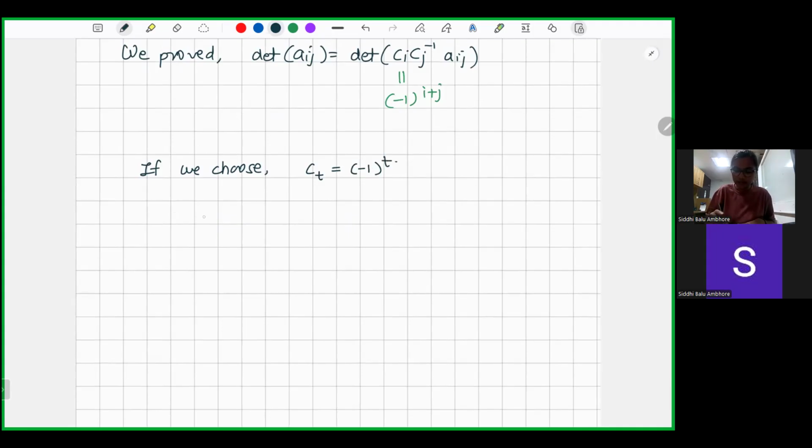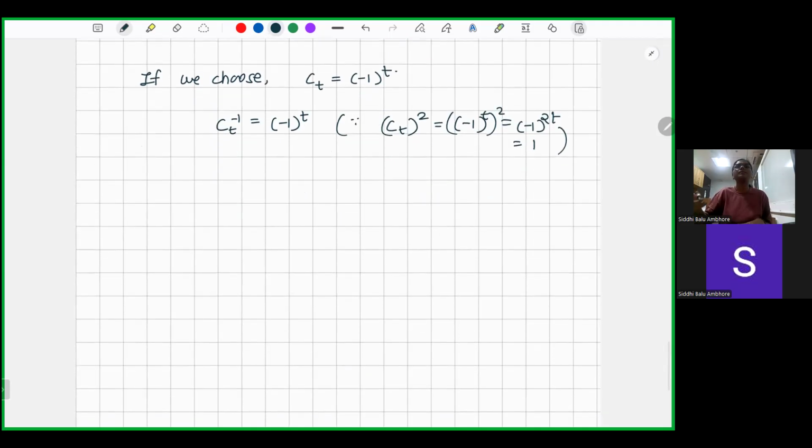So then we know that this Ct inverse is also minus 1 power t. The inverse of this will be the same thing, because Ct square will be Ct into Ct inverse, so the inverse will be the same thing, right? Because Ct square is minus 1 power t square, that is minus 1 power 2t, and that will give me 1. Okay, so Ct inverse is again minus 1 power t.